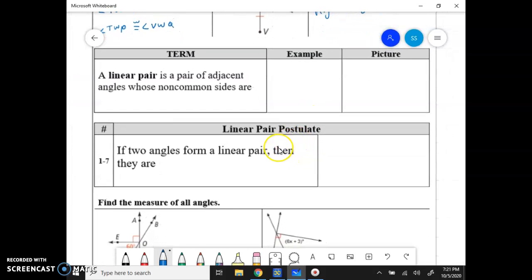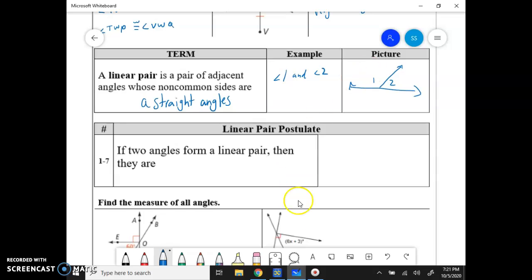A linear pair is a pair of adjacent angles whose non-common sides are a straight angle. And we know a straight angle is just a straight line, right? So let's draw a picture of that. The key here is a linear pair actually has to be adjacent angles, so they have to be touching. If I have angle 1 and angle 2, those are going to be a linear pair because together they make a line. All right, that's pretty easy.